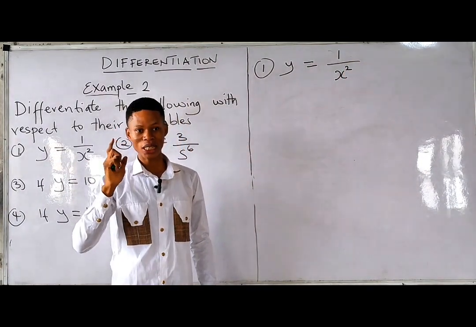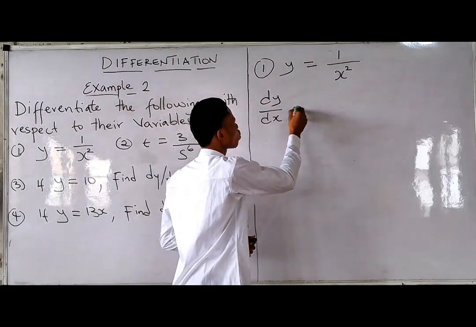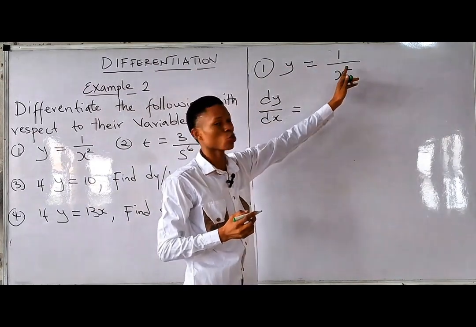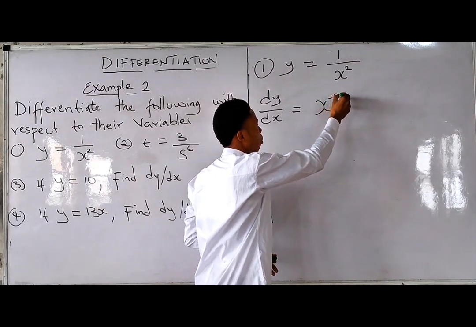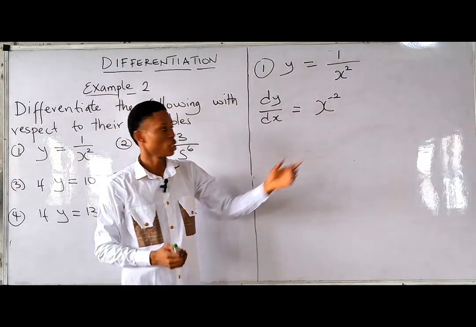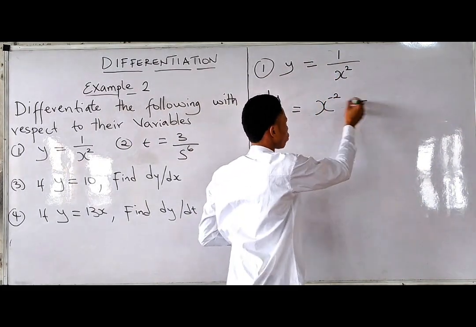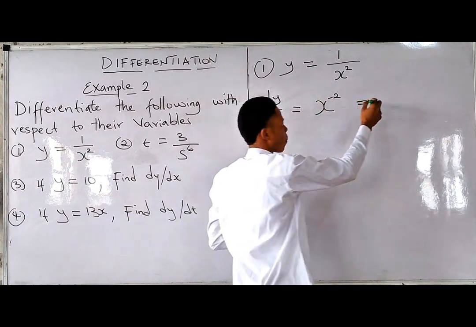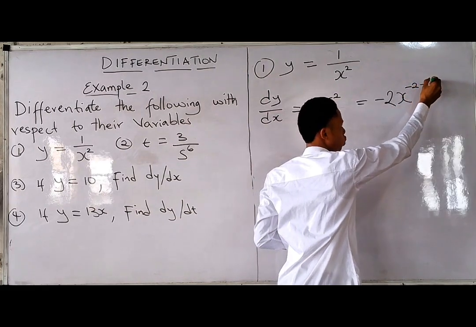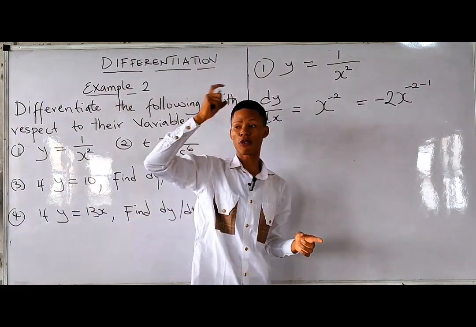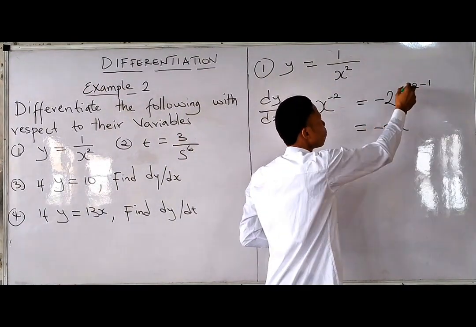Now, from our knowledge of indices, please look up. dy over dx is equal to 1 over x raised to the power 2, which is the same thing as saying x raised to the power what? Minus 2, right? Raised to the power minus 2. This is the same thing as this, is it not? So if you want to differentiate this now, what do we do? Bring the power to the side, is it not? So we'll be having minus 2x raised to the power minus 2 minus 1. Remember, we're always subtracting 1 from the power, right? So at this point here, we'll be having minus 2x raised to the power minus 2 minus 1 is what?